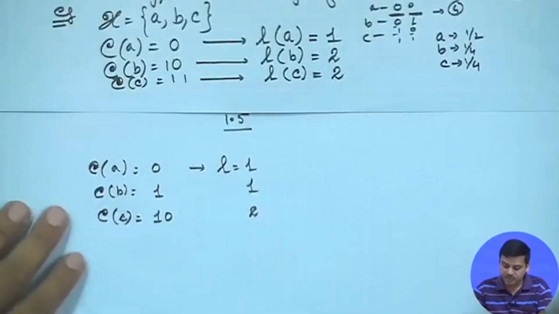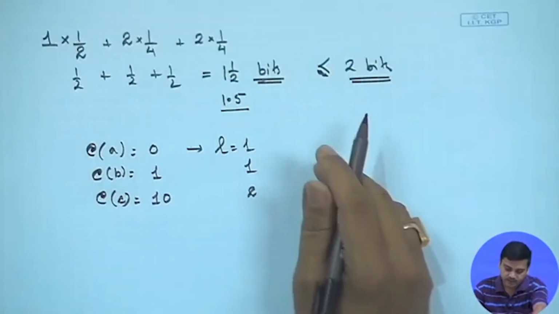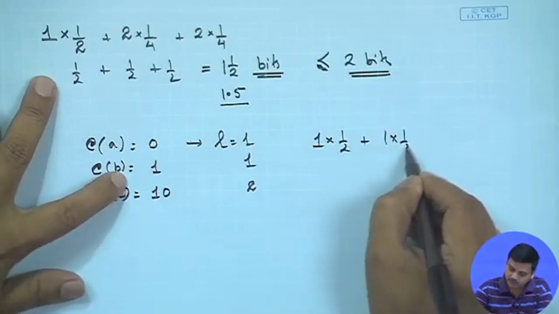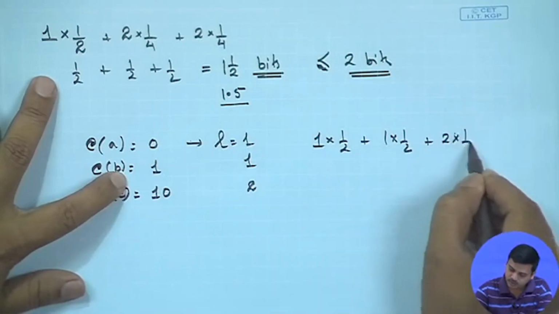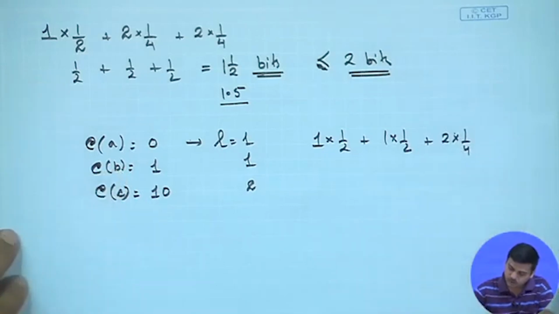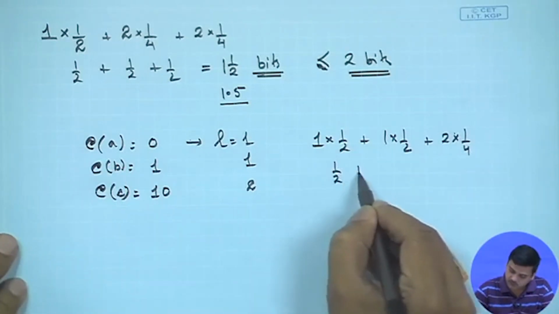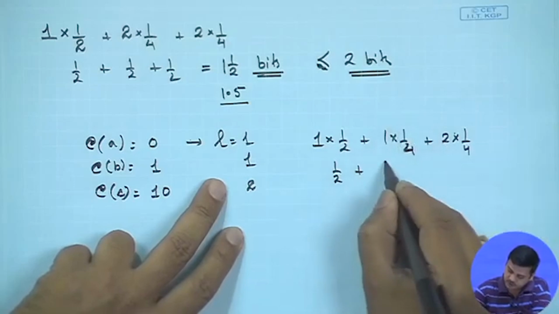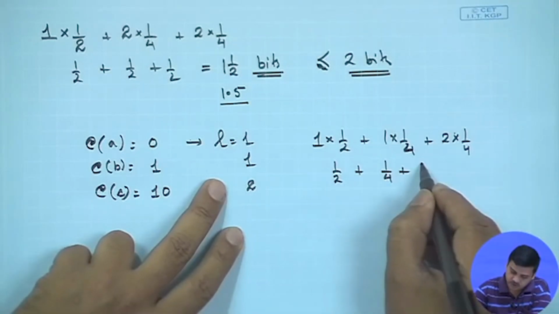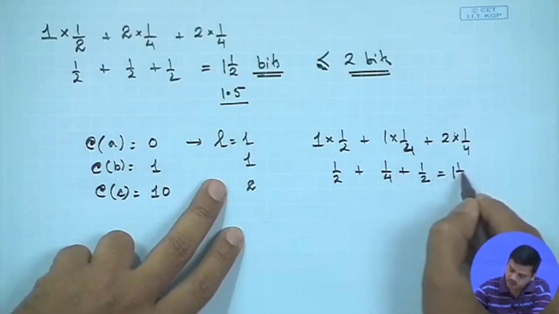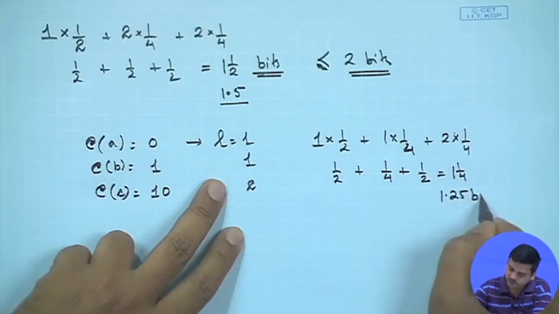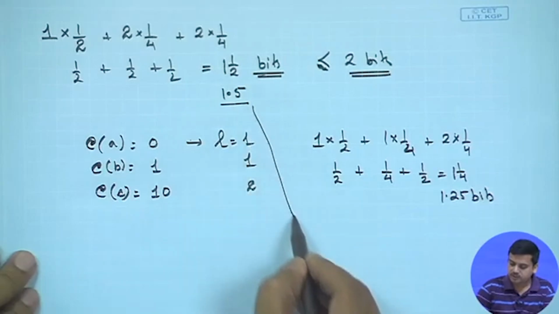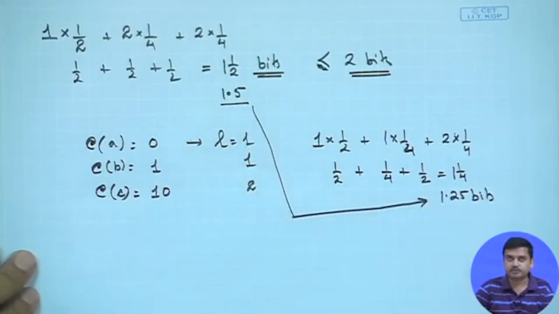So, if you are going to calculate the average number of bits that is required, going by the example that we calculated, it is 1 multiplied by half, plus 1 multiplied by 1 by 4, which is the probability of occurrence of B, plus 2 multiplied by 1 by 4. So, that means 1 and 1/4 or 1.25 bits. So, this particular method of encoding reduces this to below the earlier 1.5 bits.